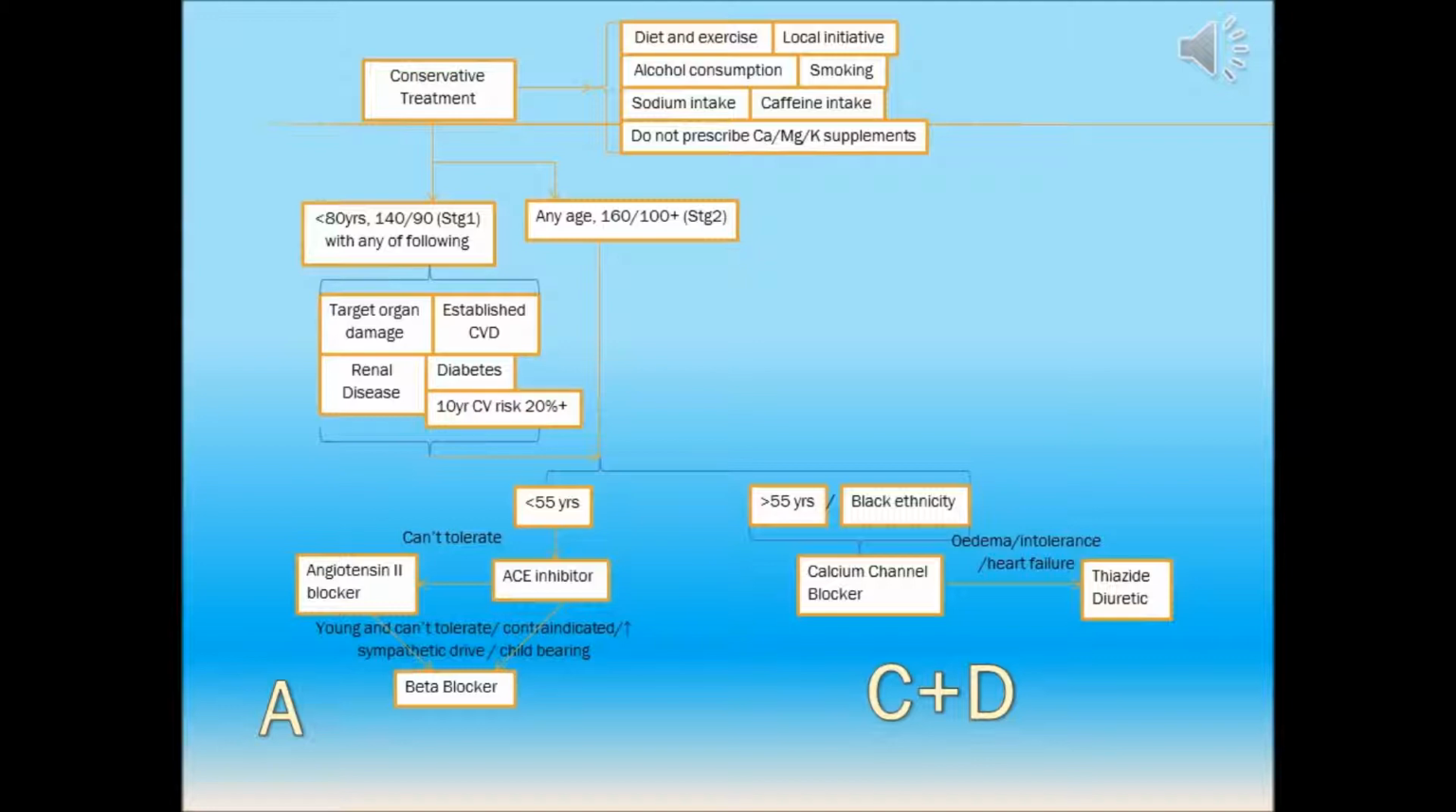As for the opposite C and D route, we start them on a calcium channel blocker unless they have edema or heart failure, in which case thiazide diuretics are appropriate. As before, if the individual is intolerant to the first choice, switch to the second line choice. More information on first and second line drugs can be found in the BNF.